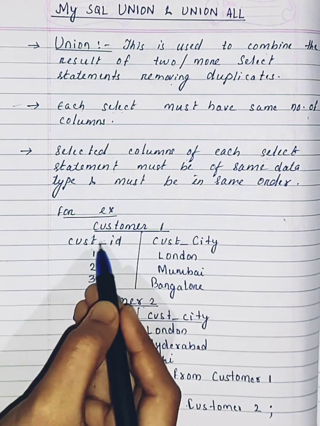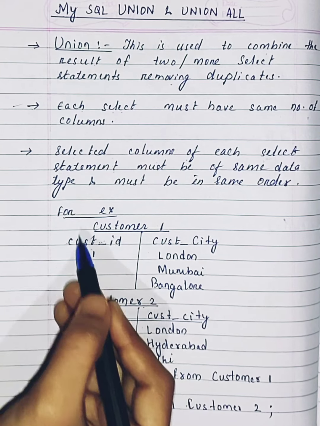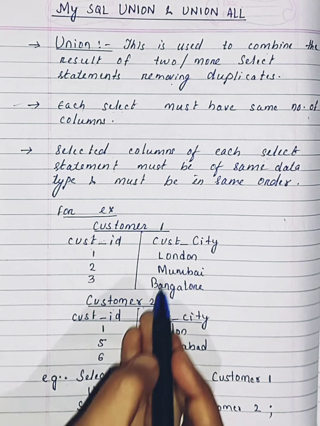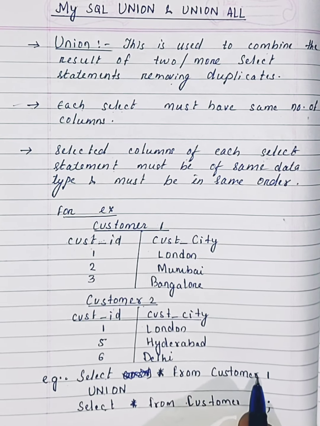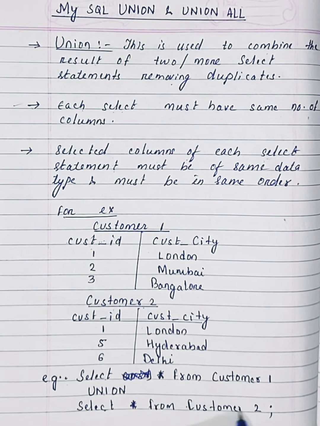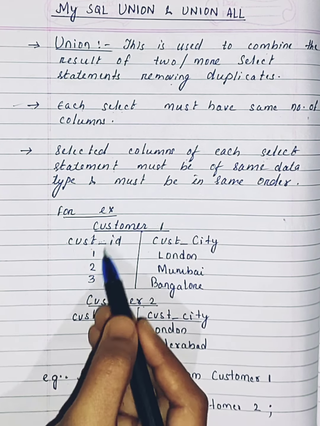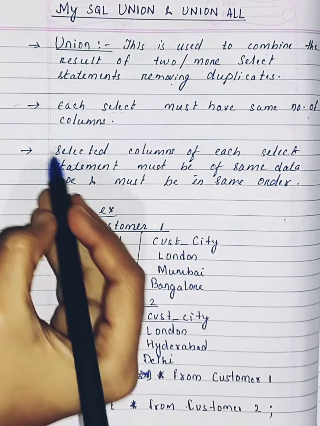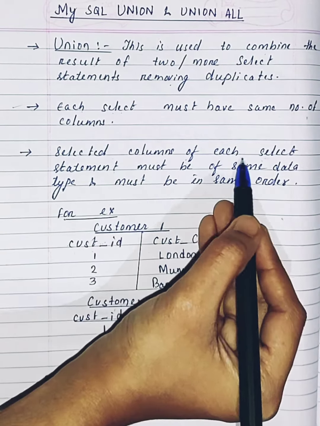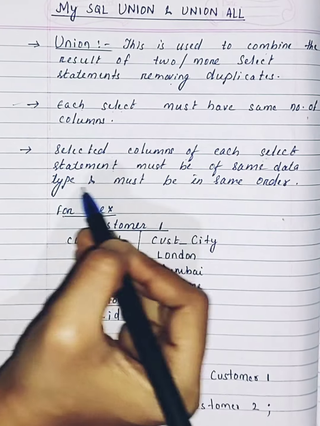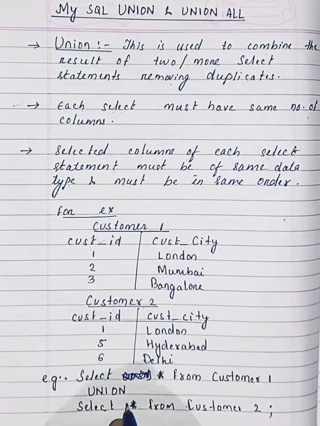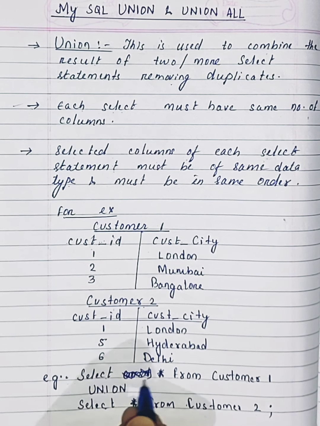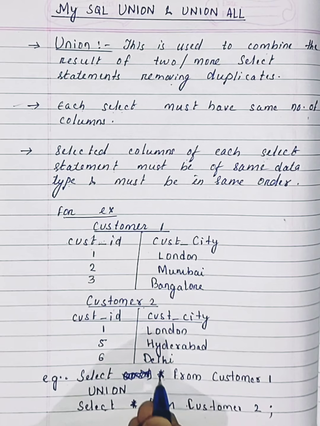For example, in the first select we are writing cust ID, so we are bound to write cust ID of the same data type in the second select also. Then we are writing cust city in the first select, then we are bound to write cust city in the second select also. Like in the same order, same data type, we are bound to write everything in both the selects. This means the selected columns of each select statement must be of the same data type and must be in the same order. For example, instead of writing asterisk, we want to mention every column. So what will we do?